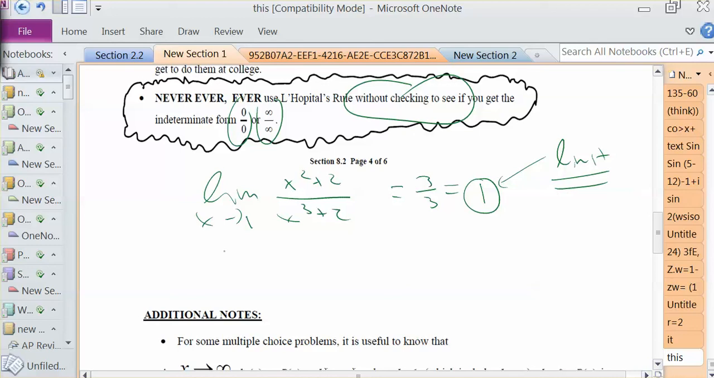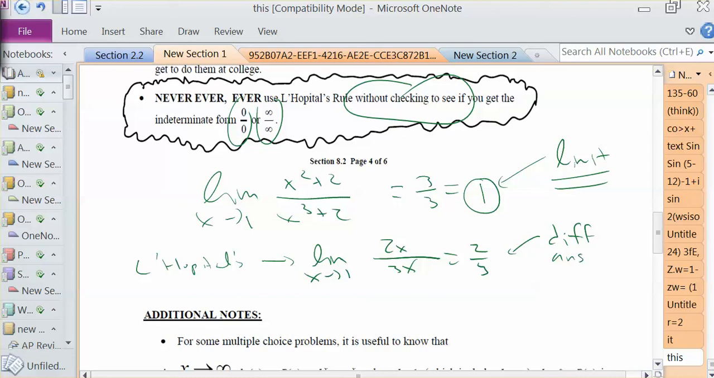But if you try doing L'Hopital's rule, notice you'll get a different answer, right? If I took the derivative, I get 2x over 3x, which would be 2/3. So remember, it fails if 0 over 0 or infinity over infinity doesn't occur at the start.